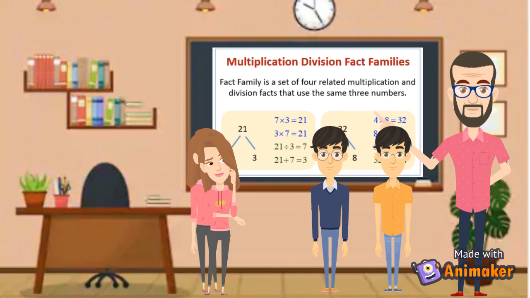All right, so remember when we're working with division, we're also working with multiplication. So think about fact families. Fact families are a set of 4 related multiplication and division facts that use the same 3 numbers. So that means 7 times 3 is 21 and 3 times 7 is also 21. It must also be true that 21 divided by 3 equals 7 and 21 divided by 7 equals 3. Yes, you got it.